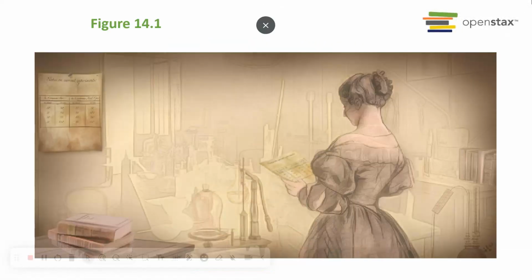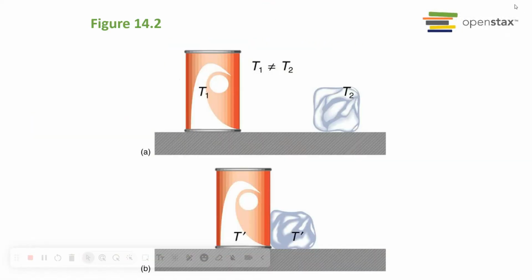All right, for not question number one. Today we're going to talk about heat and heat transfer.